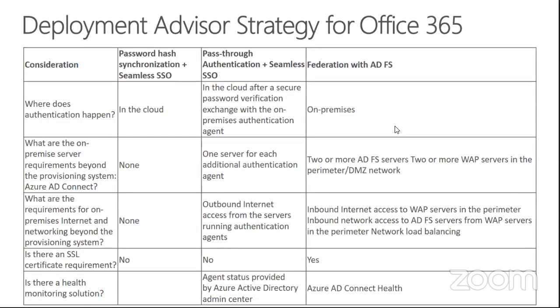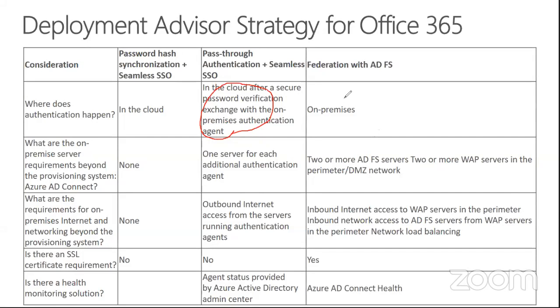To summarize, what kind of deployment model you would go ahead with for Office 365, especially from a hybrid authentication point of view. This table summarizes exactly what process is happening where. If I'm talking about password hash synchronization plus seamless single sign-on, the entire authentication is happening in the cloud. Whereas when I'm talking about pass-through authentication, which is a pretty new feature, plus seamless single sign-on, the authentication is happening in the cloud, but after a secure verification with your on-premise authentication agent, which is your domain controller. So the second scenario is very similar to ADFS, and the magic is that it does not need an ADFS deployment.